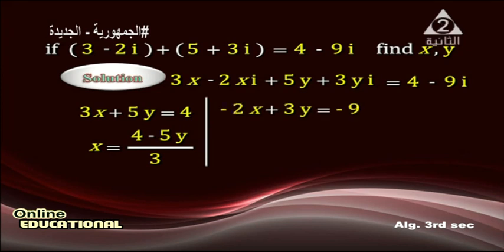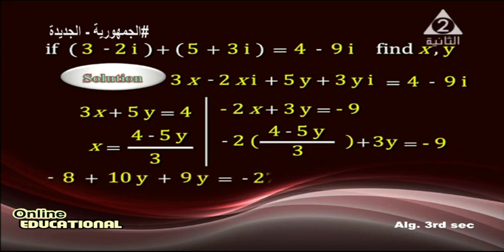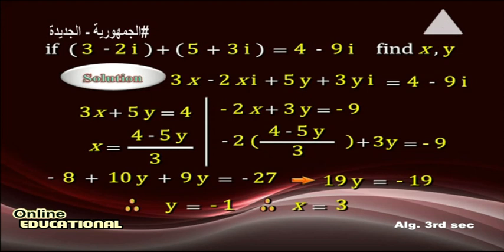Also, negative 2x plus 3y equals negative 9. We use negative 2 multiply by 4 minus 5y over 3, plus 3y equals negative 9. Therefore, by using cross multiplication, we find the value of y equals negative 1. By using substitution of y equals negative 1 in x equals 4 minus 5y over 3, the answer is 3.